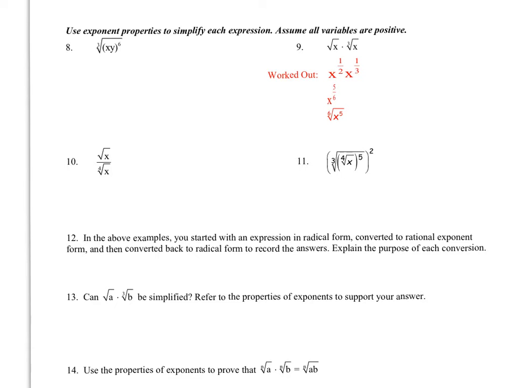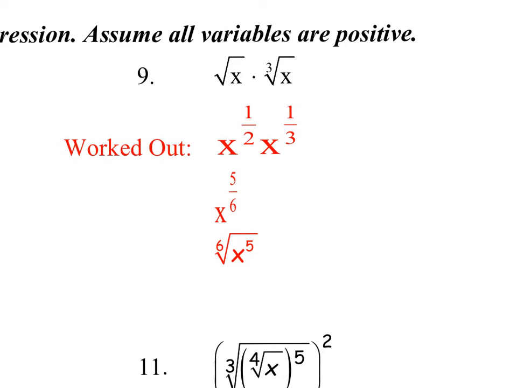So first one that is worked out for us is this. Now, when you look at this, you see, oh, I have like bases, right? But you don't have like indexes. So you have to convert to the rational exponent form first, okay? So looking here, we convert them using what we did yesterday. So square root of x is x to the 1/2. Cube root of x is x to the 1/3. Now you have like bases.